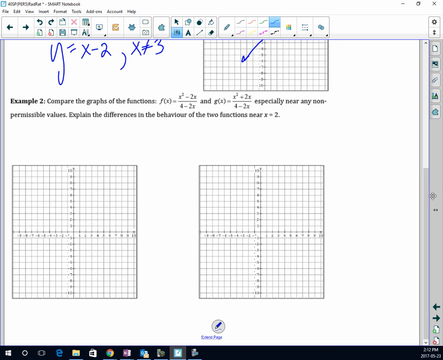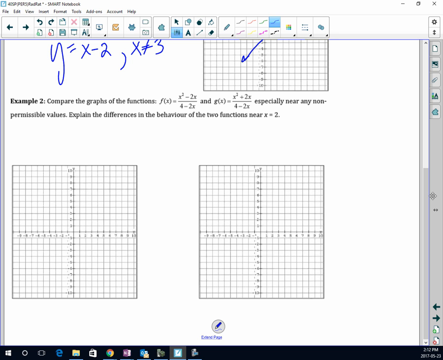Okay, so we're going to compare the two. They look very similar. What's the only difference between the two functions here? There's a minus in one and a plus in the other. So we're going to see how that will change the graph. It actually changes the graph significantly. So how are we going to graph this?